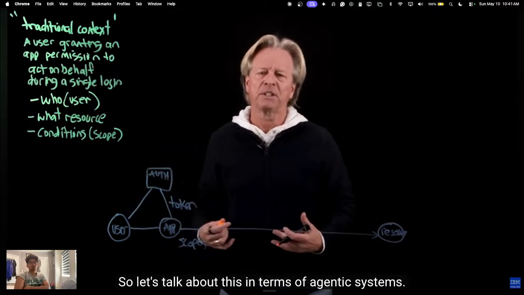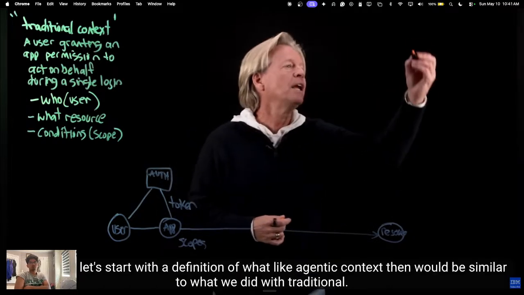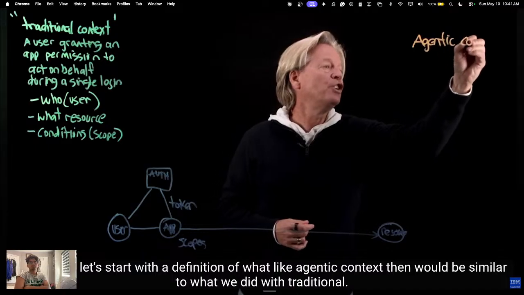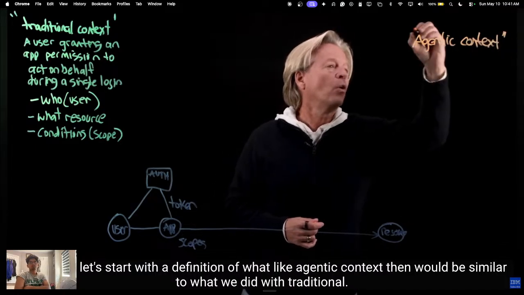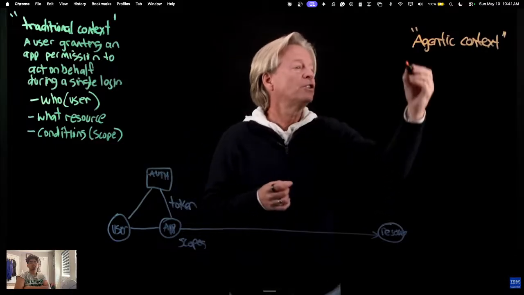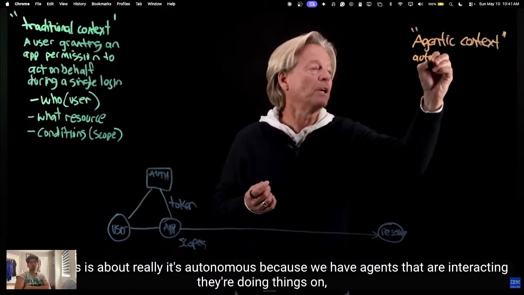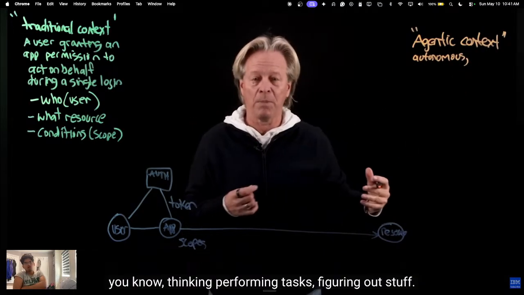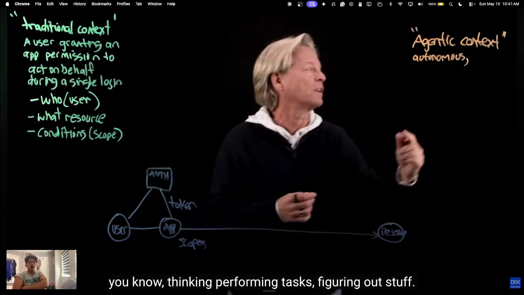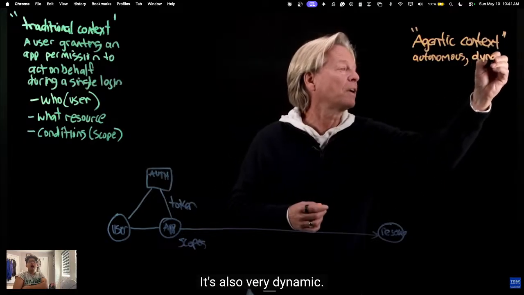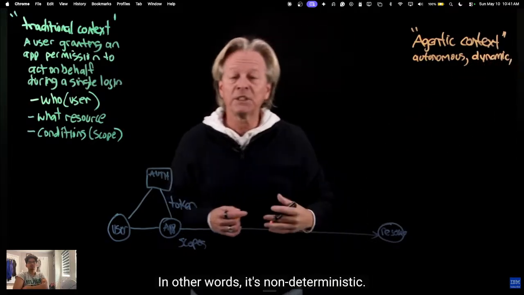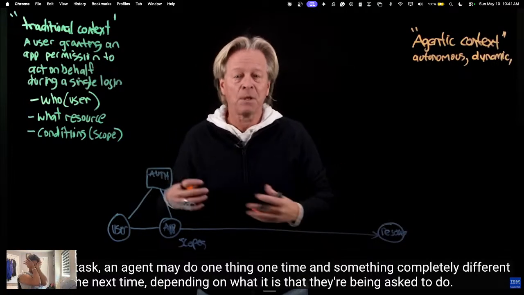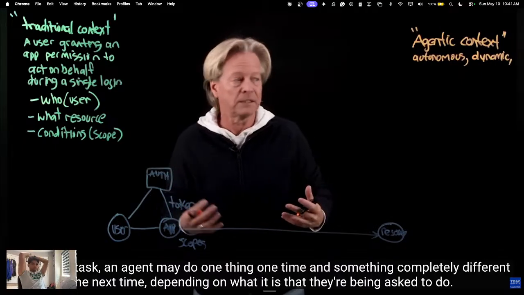So let's talk about this in terms of agentic systems. And again, let's start with a definition of what agentic context would be, similar to what we did with traditional. This is really about being autonomous, because we have agents that are interacting, doing things, thinking, performing tasks, figuring out stuff. It's also very dynamic. In other words, it's non-deterministic. To solve a task, an agent may do one thing one time and something completely different the next time, depending on what it is that it's being asked to do.